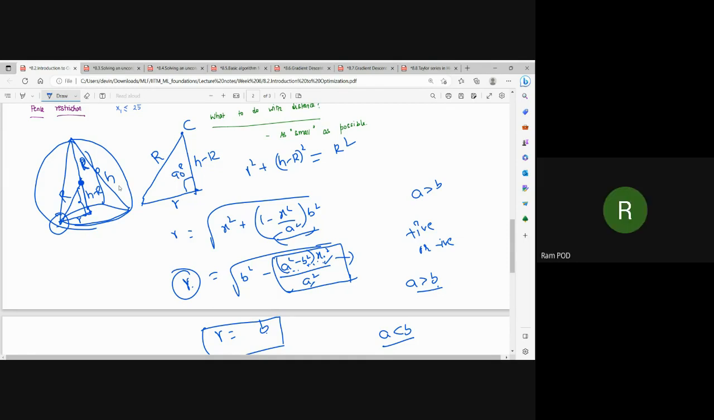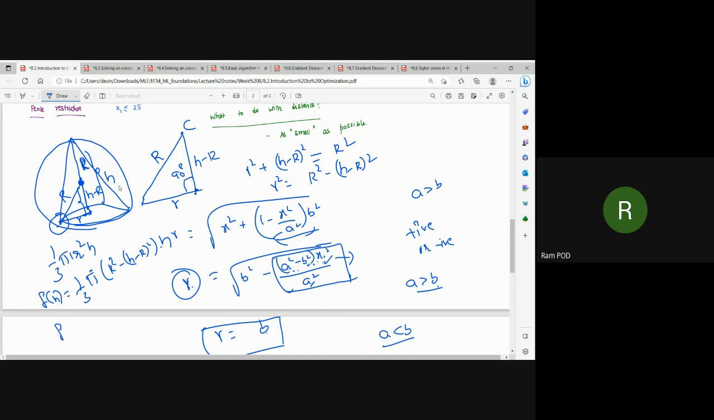Now, what is the volume of the cone? 1/3 pi r square h, correct? In place of r square, you rewrite r square is equal to capital R square minus (h minus capital R) whole square. We just rewrite this entire value here, multiplied by h. Now this is a function of h, right? This volume is a function of h now.